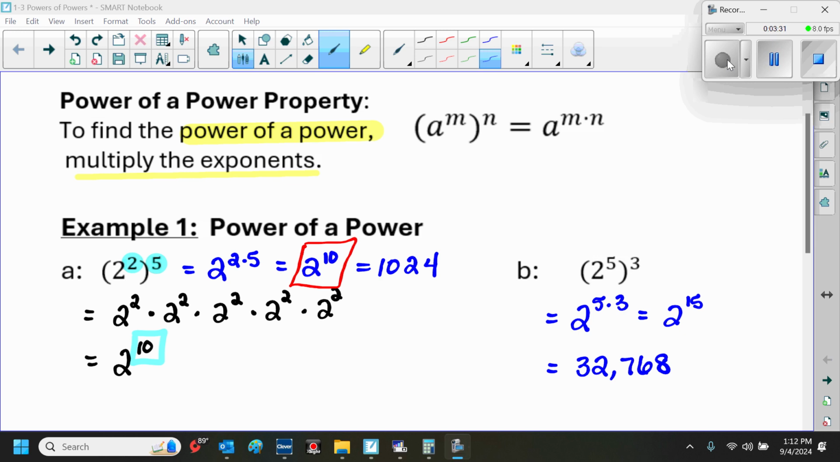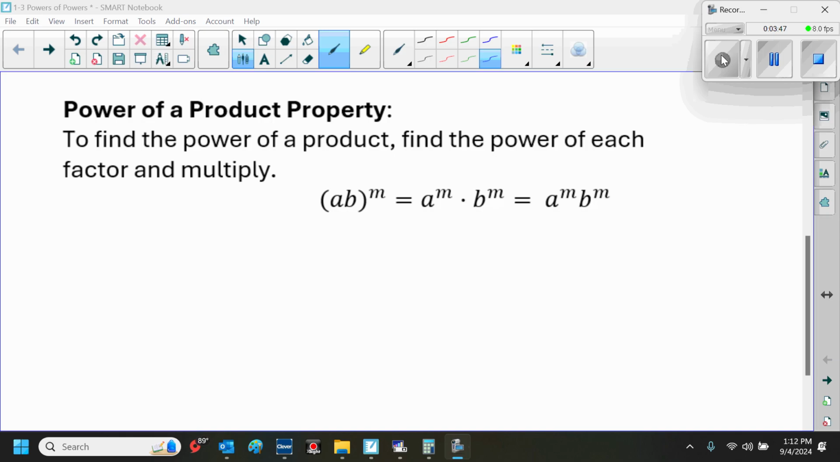So, written with exponents, we have 2 to the 15th because we've got 2 to the 5 times 3, that's 2 to the 15th. And then, as an equivalent numerical expression, 32,768. So now we have the power of a product property.